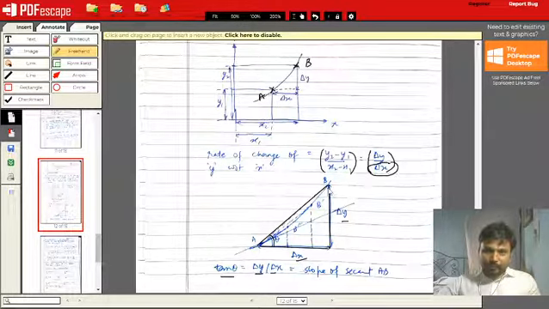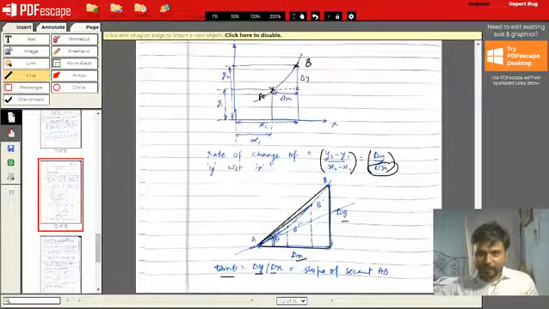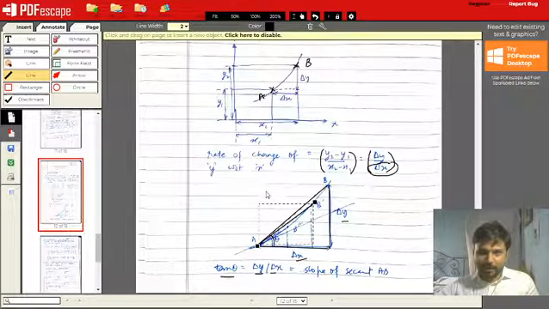So this B is brought closer to A. It is brought to B dash. Then it is brought to B double dash. So you can see that the straight line AB is changing. The straight line AB, it was somewhere here. Now it is here. It has changed.